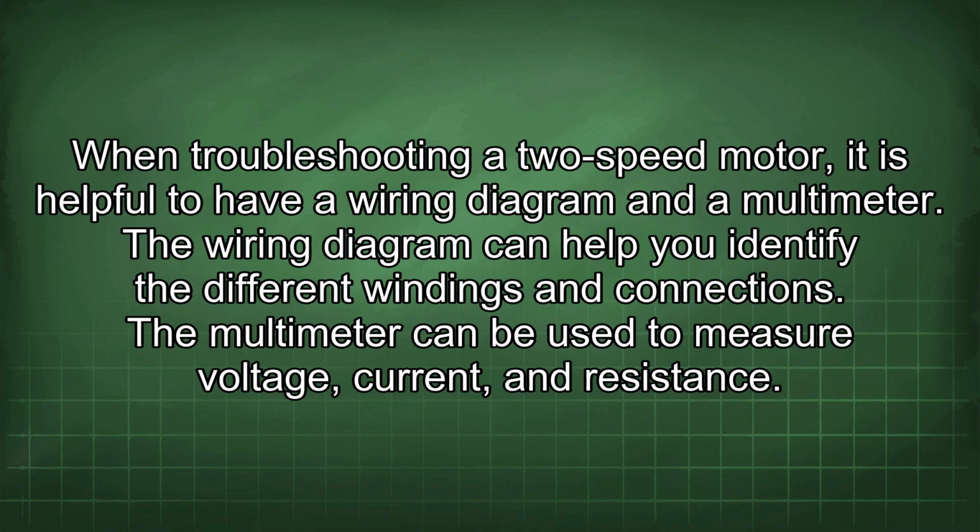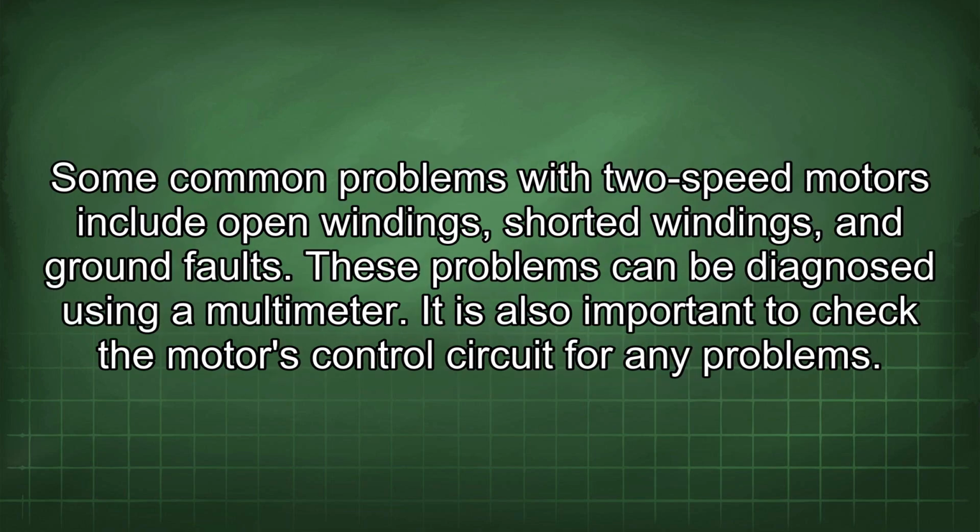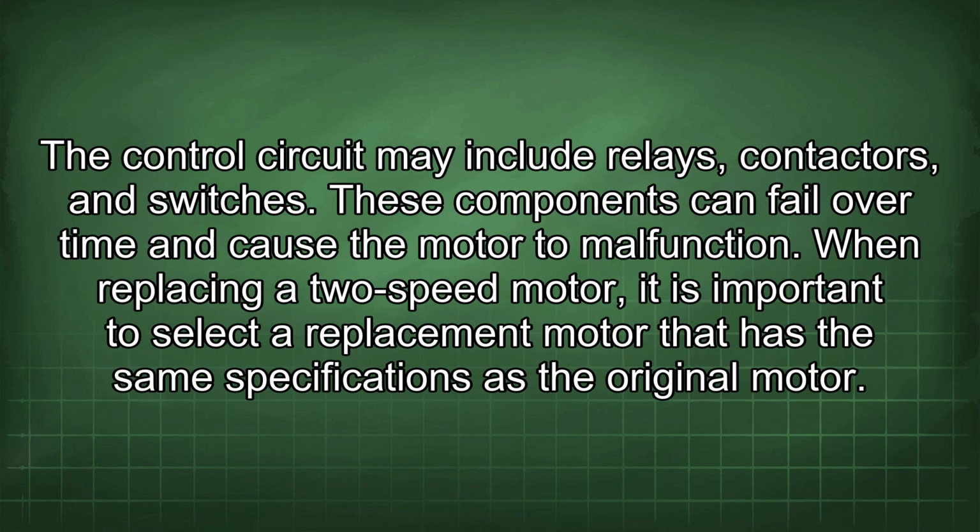When troubleshooting a two-speed motor, it is helpful to have a wiring diagram and a multimeter. The wiring diagram can help you identify the different windings and connections. The multimeter can be used to measure voltage, current, and resistance. Some common problems with two-speed motors include open windings, shorted windings, and ground faults. These problems can be diagnosed using a multimeter. It is also important to check the motor's control circuit for any problems. The control circuit may include relays, contactors, and switches. These components can fail over time and cause the motor to malfunction.